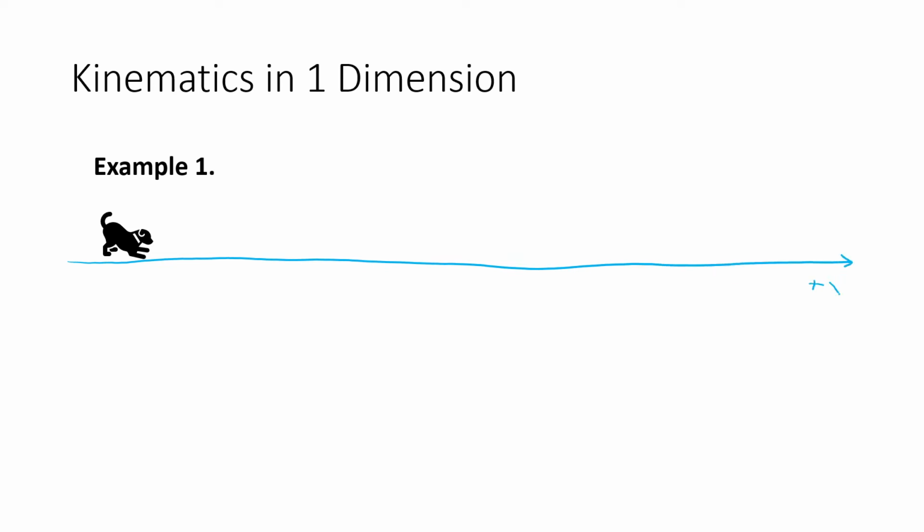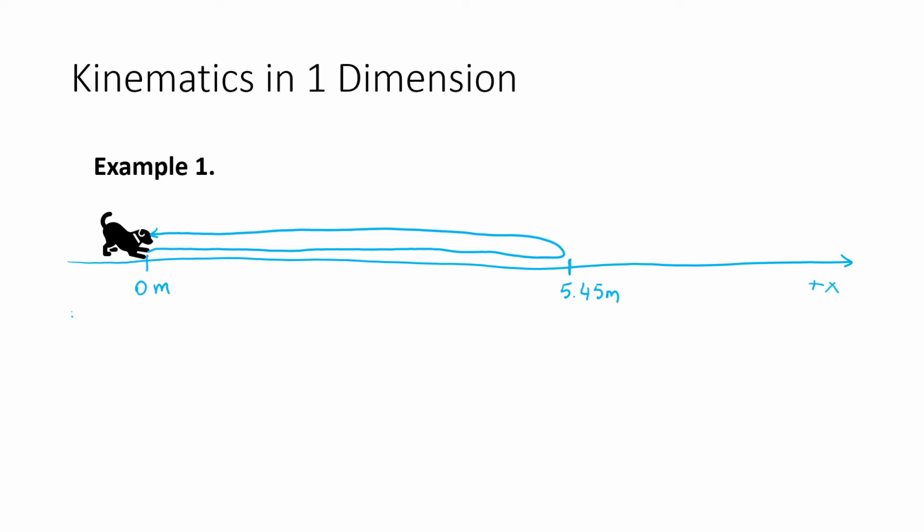So this is the x-axis here, and this is the location 5.45 meters, and the dog is initially at 0 meters. So what does the dog do? The dog runs to the stick and back. So let's calculate the average speed first. What's the average speed? The average speed is the total distance divided by the total time.